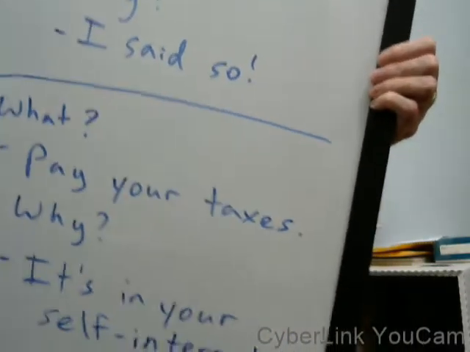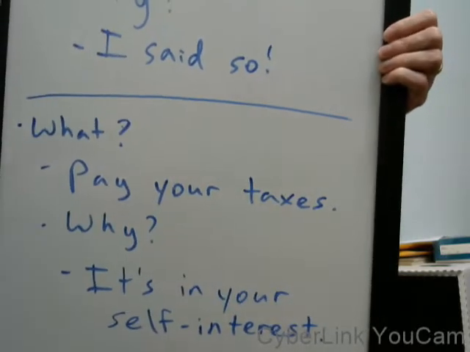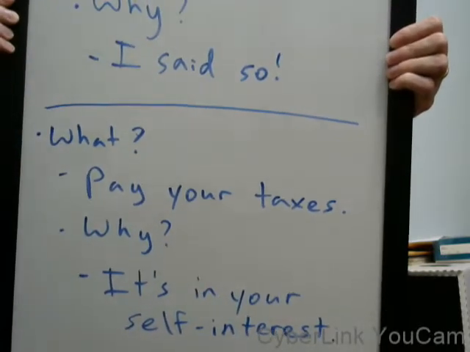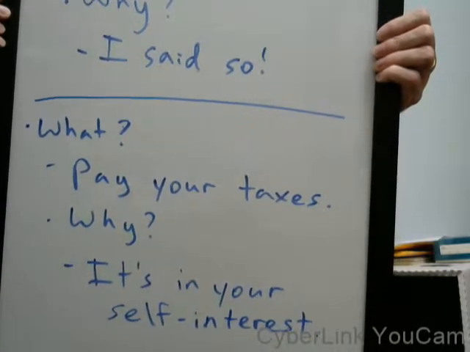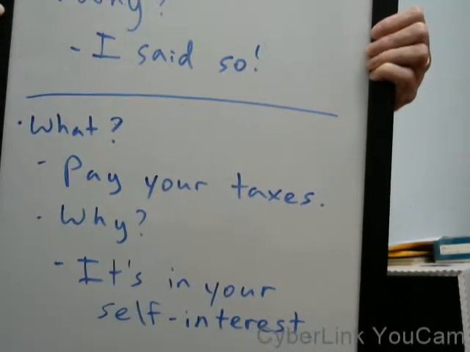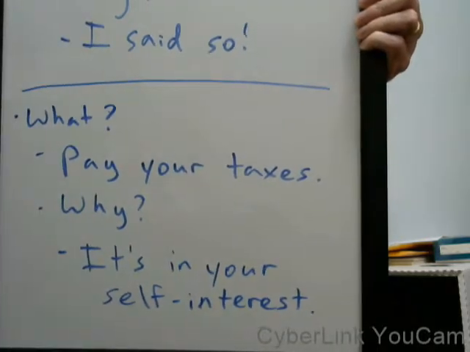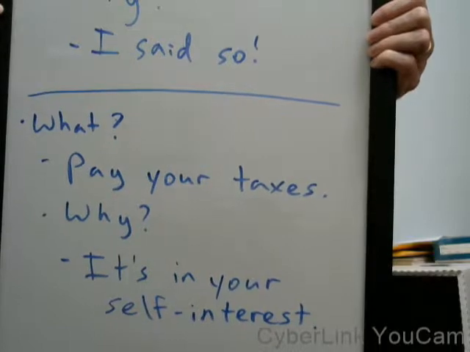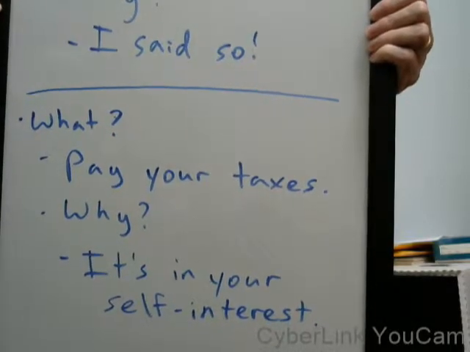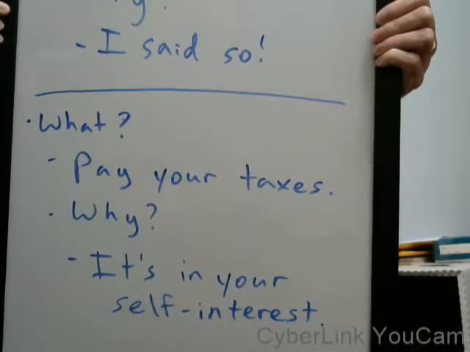Now, how about the second example, paying your taxes? Well, what should you do? Someone says, pay your taxes. You say, why? Well, it's in your self-interest to do so. So both of these are cases where you have reasons given for why you should do something. You can even think of this as a policy, even a general rule. The general rule is you should always clean up your room because your mom said so. Or the general rule is you should always pay your taxes because it's in your self-interest.